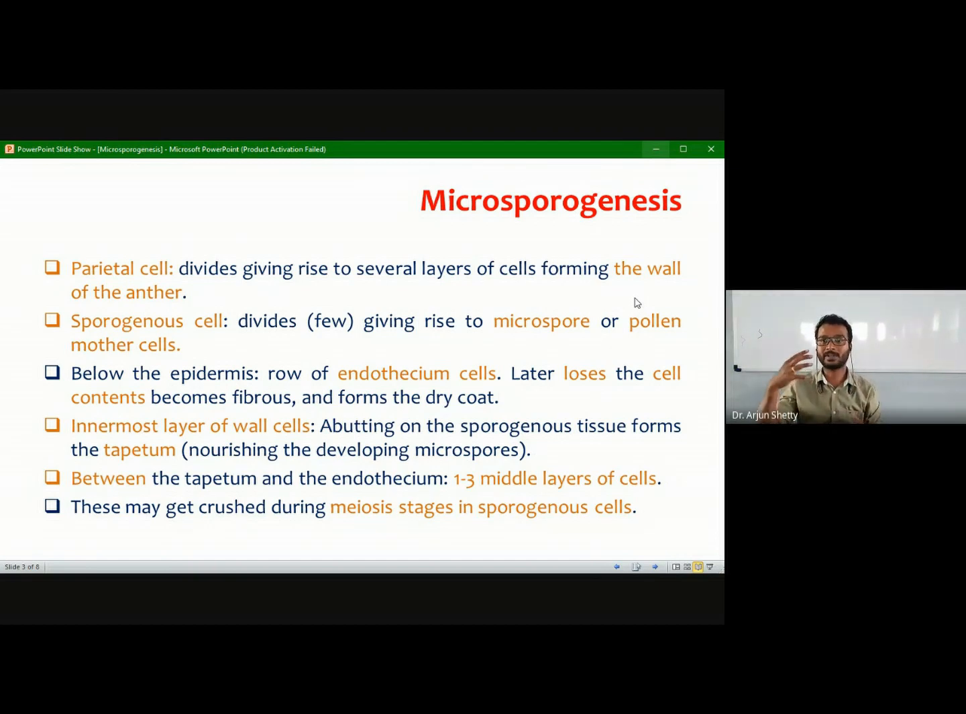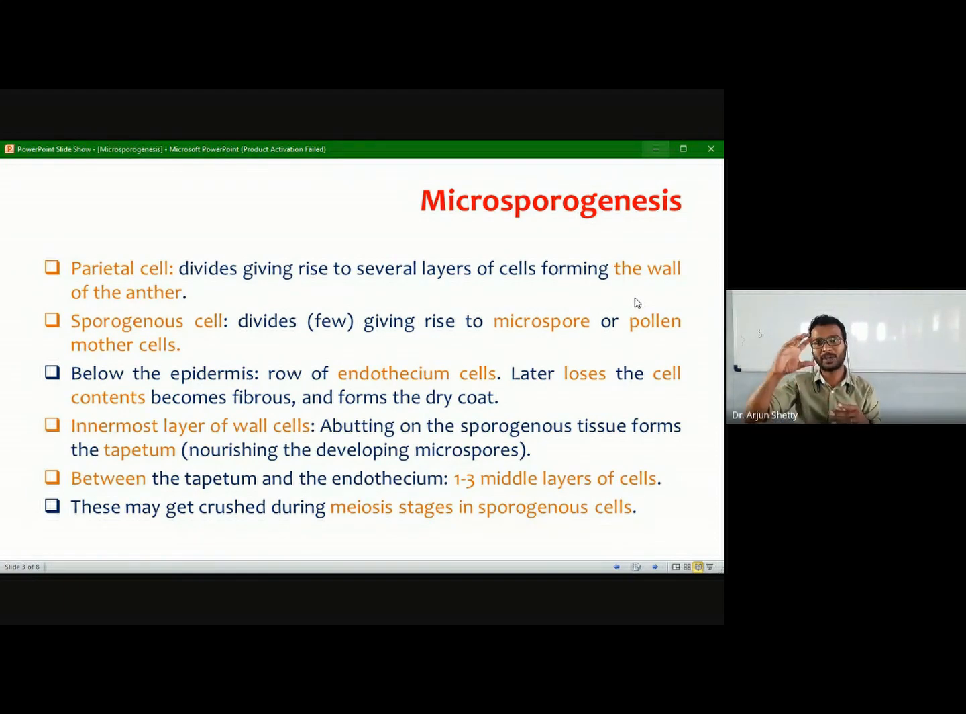What happens below the epidermis, as I already told you, is that very next to the epidermis we are going to see the wall formation from the archesporial or primary parietal cell. That is the endothecium. This endothecium sometimes is only unilayered, or sometimes it may be 2-layered or 3-layered, just below the epidermis. For example, this is the outer structure of an anther, which has a unilayered epidermis. Below the epidermis, we see the endothecium, which is quite often 1 to 3 layered.